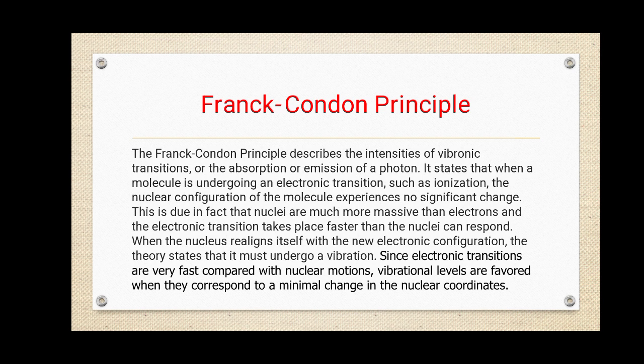The Franck-Condon principle describes the intensities of vibronic transitions, or the absorption or emission of a photon. Each photon consists of energy h nu, where h is Planck's constant and nu is the frequency of radiation. Every photon has some amount of energy, and the energy of photons will not be fractional. That is also one of the rules. It may be 1 h nu, 2 h nu, 3 h nu, 5 h nu or 7 h nu, a whole number. There will be no fractions like 1.5 or 2.5, so there are no fractional photon energies.